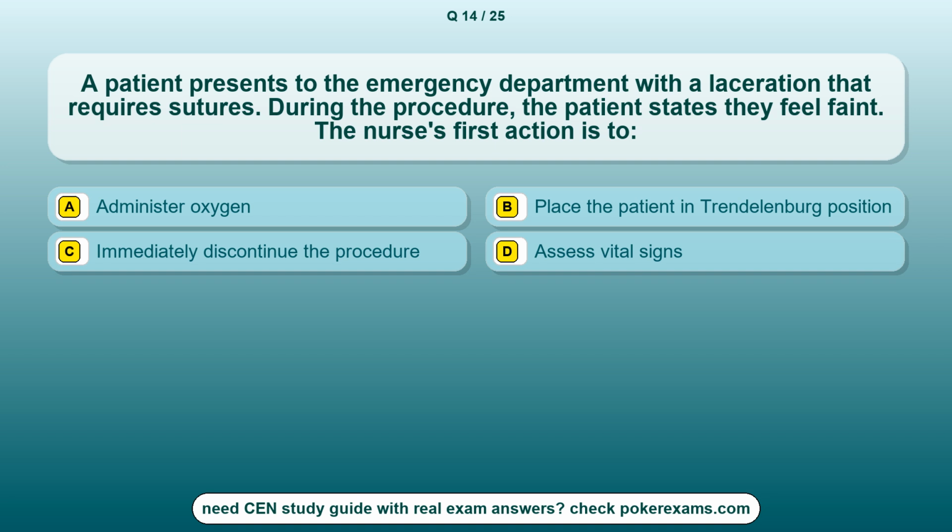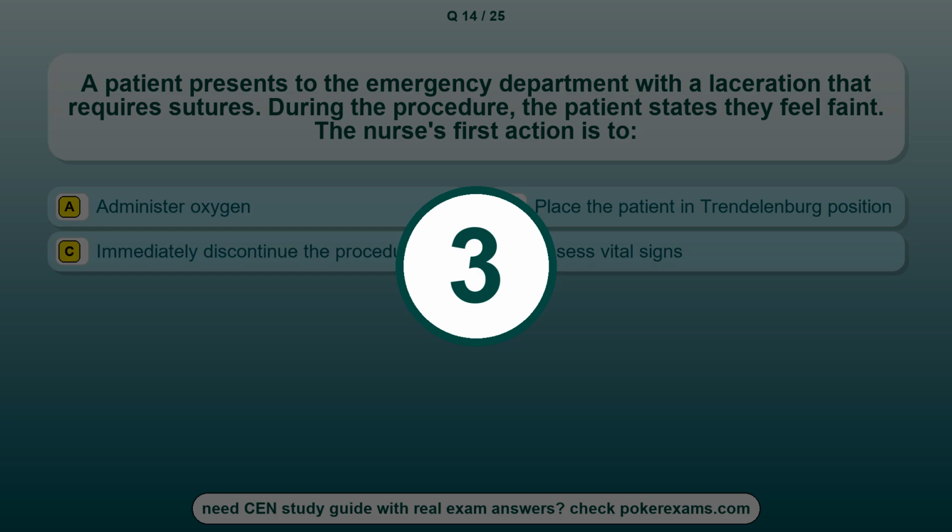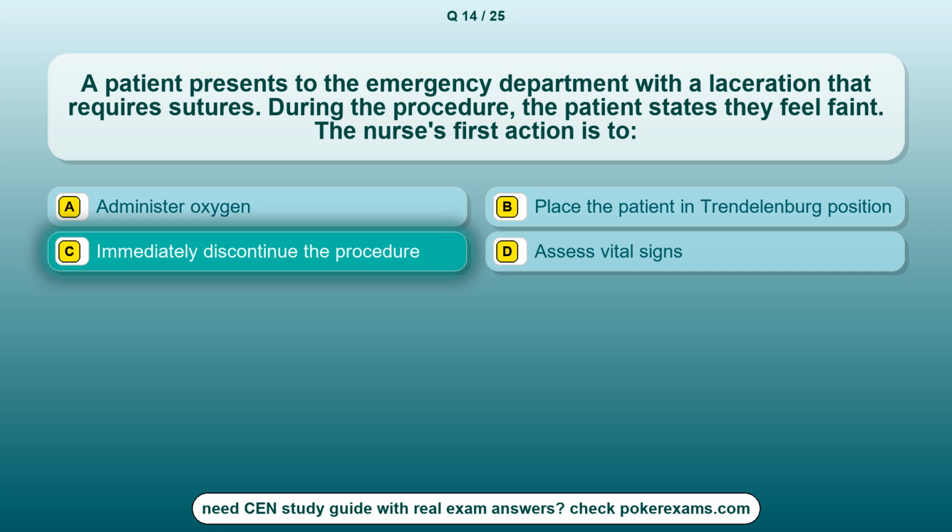Option B, place the patient in Trendelenburg position. Option C, immediately discontinue the procedure. Option D, assess vital signs. The correct answer is option C, immediately discontinue the procedure.